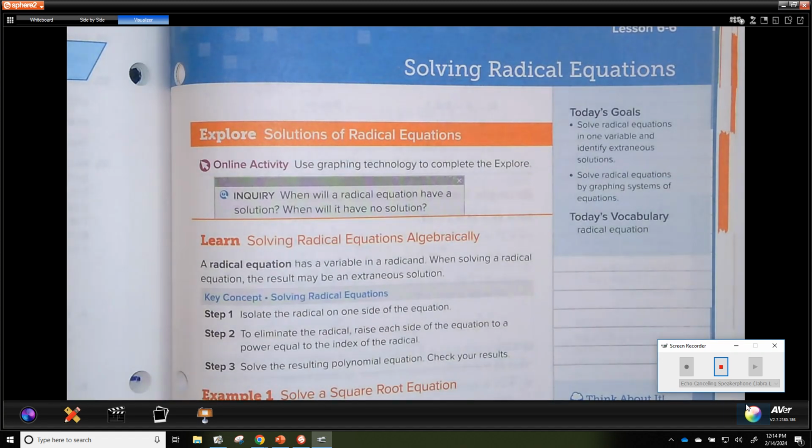Hi, today I'm going to do lesson 6 from module 6, solving radical equations.